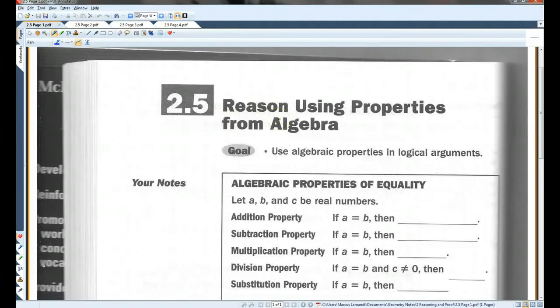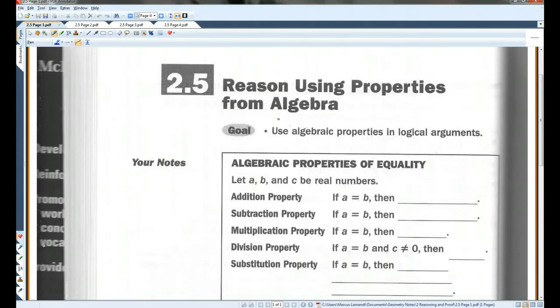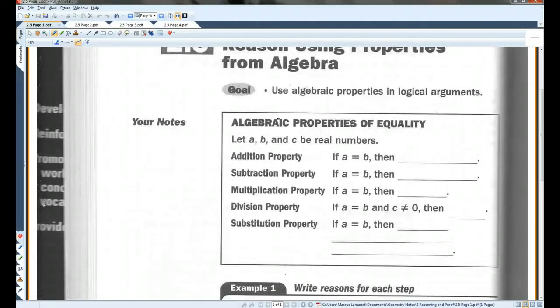Okay, 2.5, reason using properties from algebra. Algebraic properties of equality. Let a, b, and c be real numbers. If a equals b, then a plus c equals b plus c. Basically, you can add some number to both sides of the equal sign, and you still have an equivalent statement.